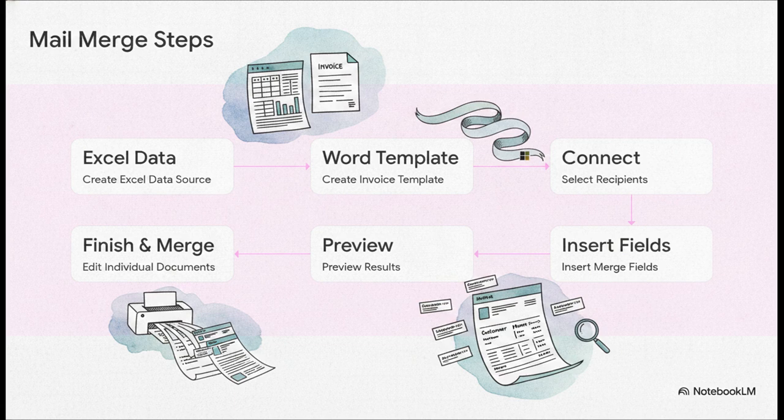Building this is incredibly snappy. It's a simple, breezy 6-step process, so let's run through it. First, you create that Excel data source we just looked at. Second, you design your Word invoice template. Make it look exactly as professional as you want. Third, over in Word, you connect the two by clicking Select Recipients and just choosing your Excel file. Fourth, you insert those merge fields, like that customer name placeholder we saw.